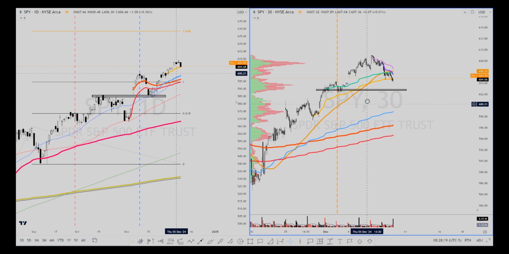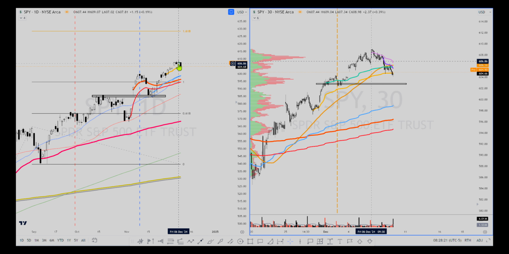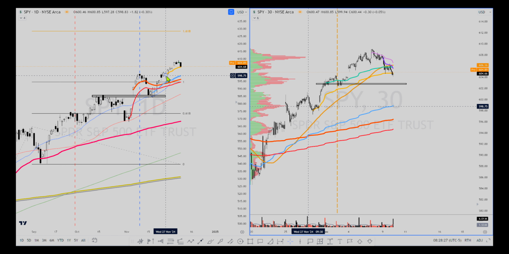Let's dive into some price action. So we could see that 2 days ago we made a new all-time high, and we've been getting some profit taking yesterday into this VWAP from this recent swing low when we broke this high.